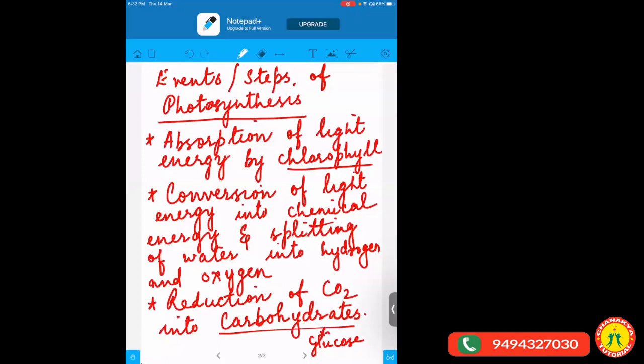This is a very, very important question, children. It can be asked in the form of an MCQ, for 1 mark, 2 marks, or 3 marks. In any way, they can ask you this question.